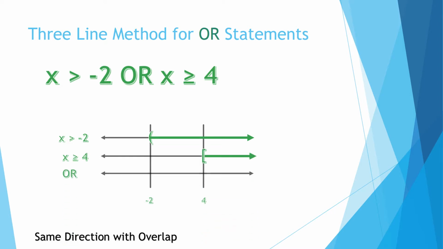This is an OR statement. So we're going to be looking for things that are in either line 1 or line 2. So you notice that in this case, we're going to take the larger set, which is the top line, and that's going to be our solution.